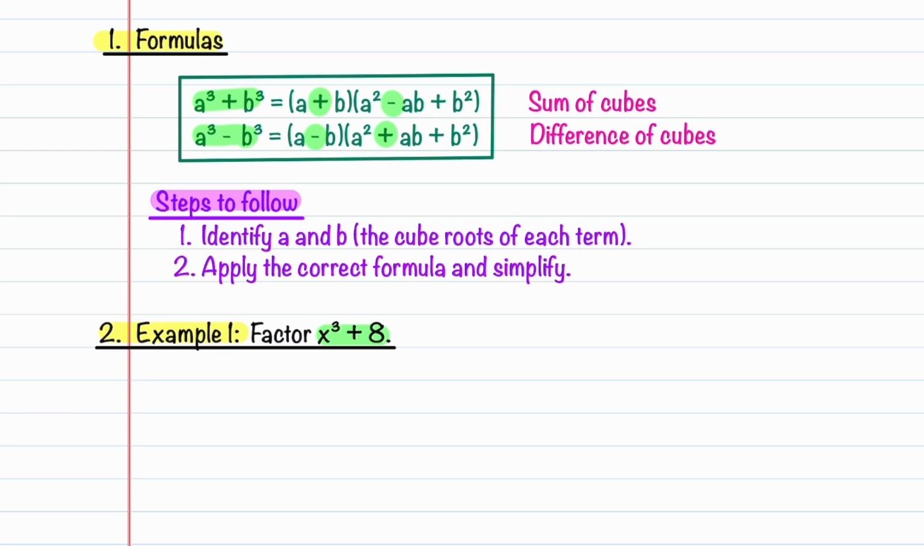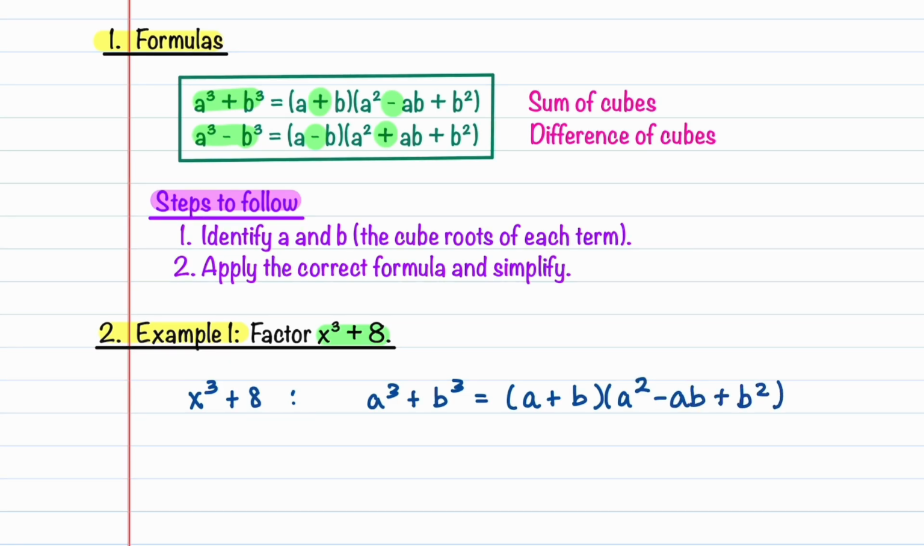I'm going to begin by writing down what we're going to factor, x cubed plus 8, and then I'm going to write down the formula that we need to use. We need to use the formula a cubed plus b cubed is equal to a plus b. Notice the plus there. And then we have an a squared minus ab plus b squared. The first step in solving this problem is to identify a and b. They're just the cube roots of each term.